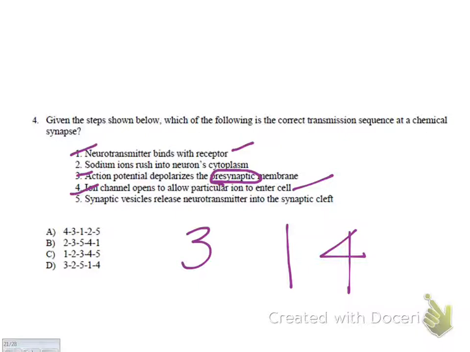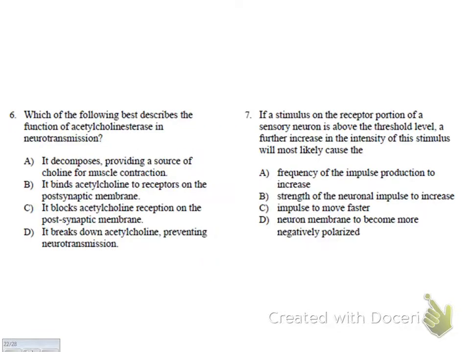Oh, so 2's not marked off, just 1, 3, and 4 marked off. 5 says synaptic vesicles release neurotransmitter into the cleft. Well, 5 would need to come before 1. So 2 could really go there or there, I guess, depending on which one. But I guess it goes there, so that's D. But your dead giveaway on this question was that presynaptic. That was your help. Okay, so pause the video, watch these.